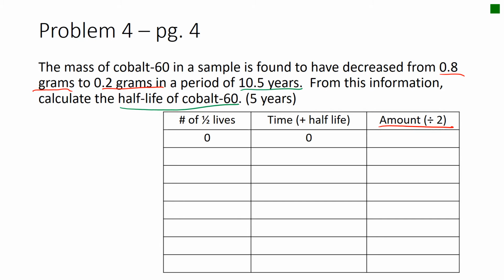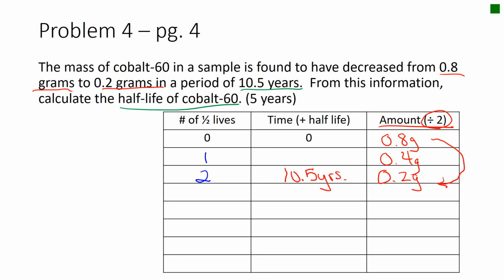The first thing you want to do is fill out the entire column where you have 2 pieces of information. I am going from 0.8 grams, and I need to keep dividing by 2 until I get to 0.2. So it's going to be 0.4, and then it's going to be 0.2 grams. All right, so I'm already done. I can easily fill in the number of half-lives, because it goes by 1, 2. Now reading the problem, it took 10.5 years to go from here to here. So this is 10.5 years.